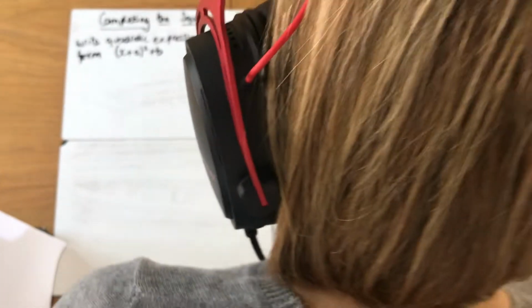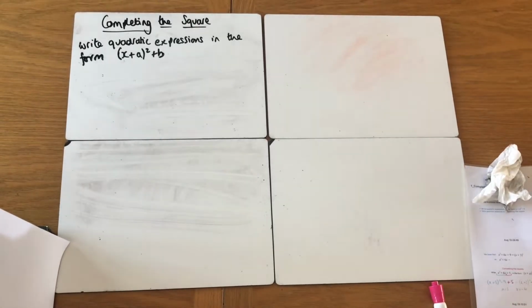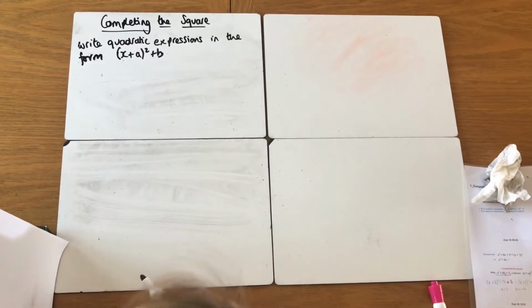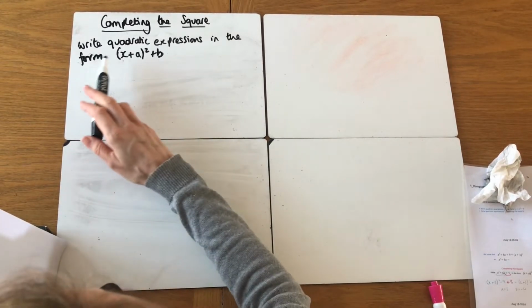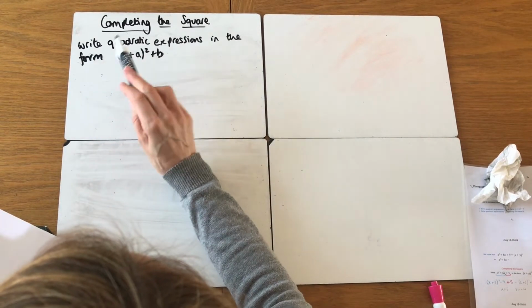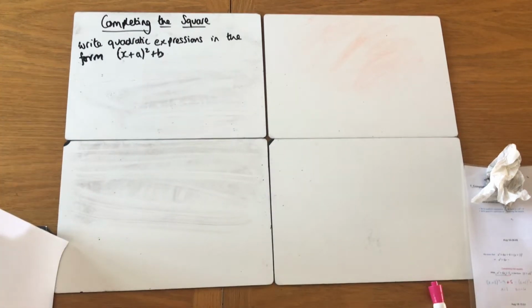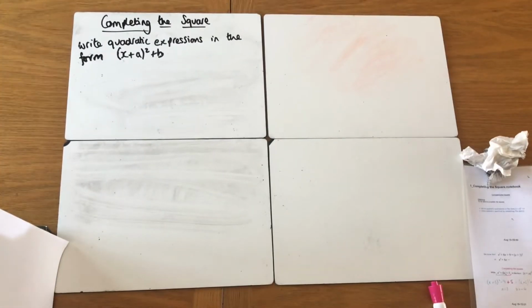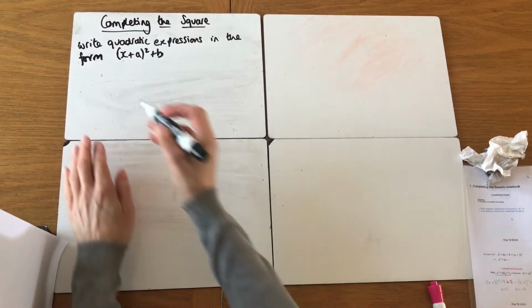Today we're going to look at a process called completing the square, which enables us to write quadratic expressions in the form x plus a all squared plus b, where a and b are just constants. Let's start by seeing how certain expressions factorise.